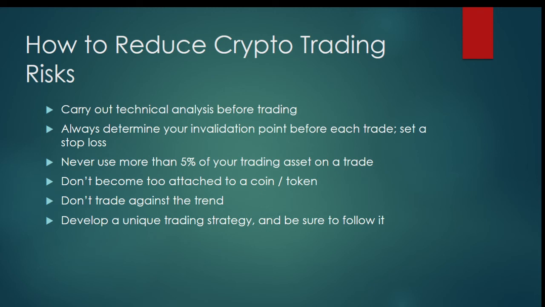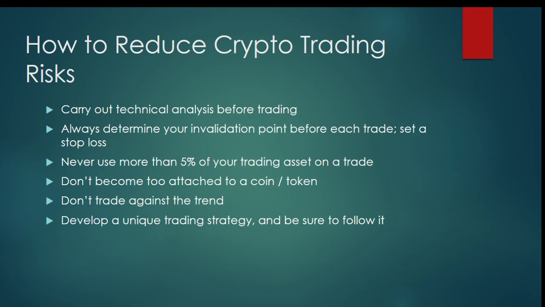So let's say you're putting 20% of your asset into trading, and let's assume that 20% is $100. So the total trading amount you have is $100. Now, for each trade you want to do, you want to ensure that you don't use more than 5% of that $100 on a trade.